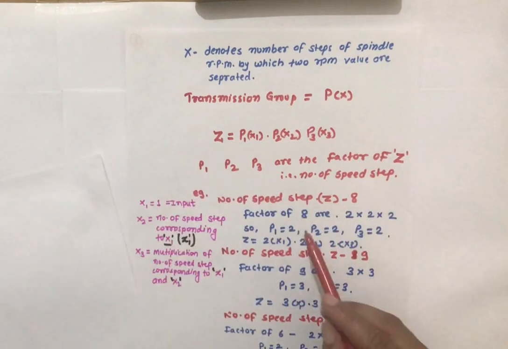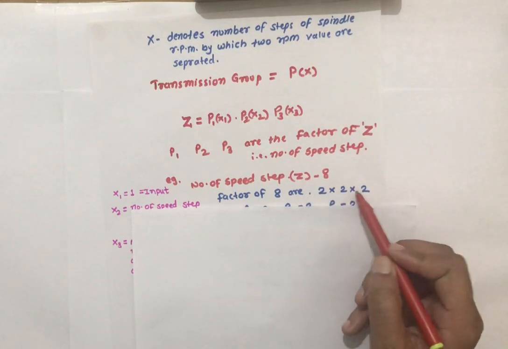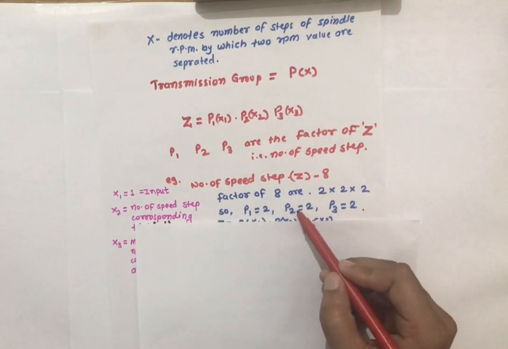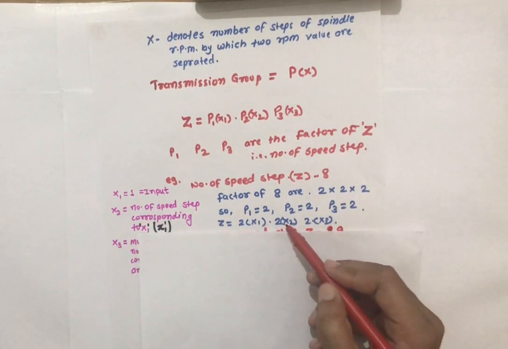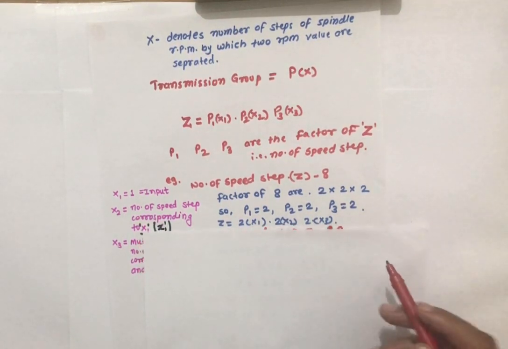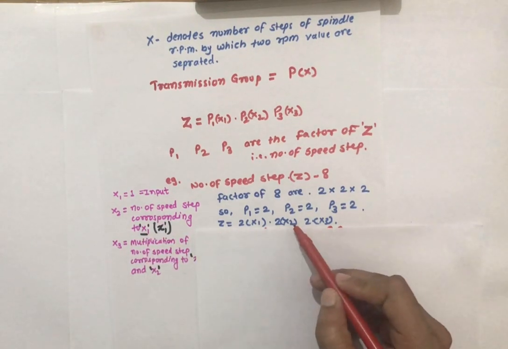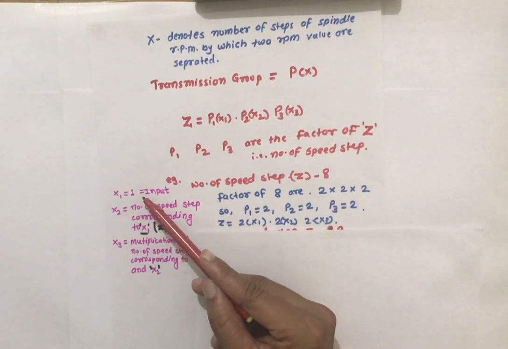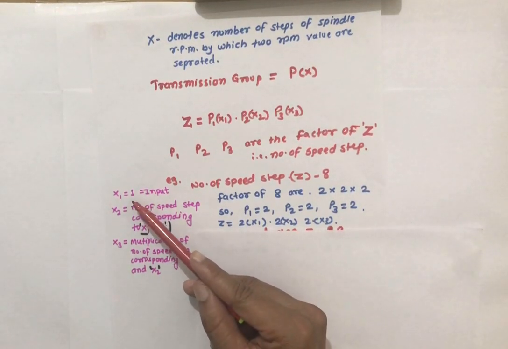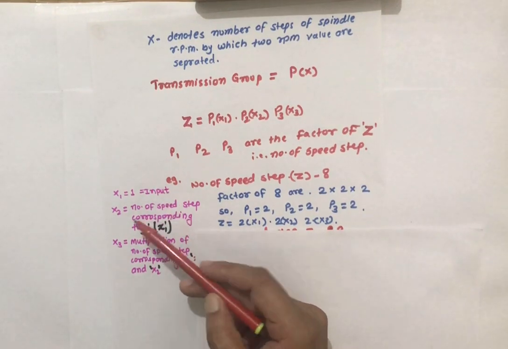If the number of speed steps is 8, then the factors of 8 are 2, 2, 2. So P1 is 2, P2 is 2, P3 is 2. So Z is equal to 2 x1, 2 x2, 2 x3. Now what are the values of x1, x2, x3? x1 is 1, that is the input; x1 is always 1, the input for the gearbox.